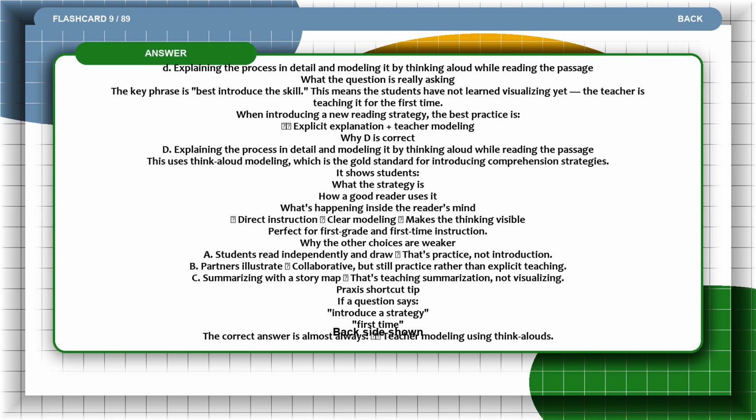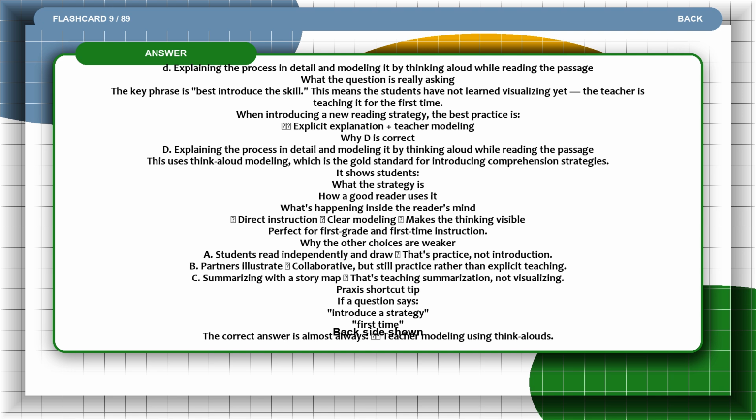What the question is really asking: the key phrase is best introduce the skill. This means the students have not learned visualizing yet. The teacher is teaching it for the first time. When introducing a new reading strategy, the best practice is explicit explanation plus teacher modeling. Why D is correct: explaining the process in detail and modeling it by thinking aloud while reading the passage.